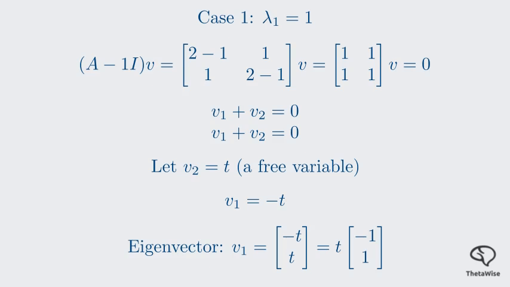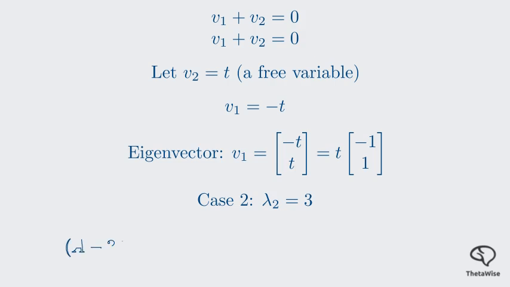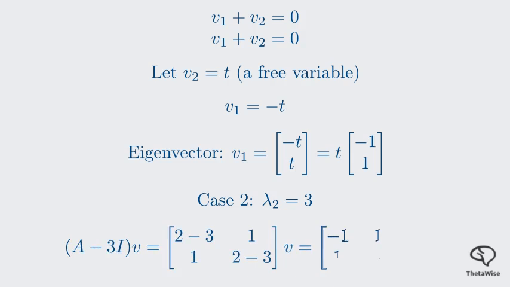Now for the second eigenvalue. Case 2, lambda equals 3. We substitute lambda equals 3 into our matrix A minus lambda I. This gives us [-1, 1; 1, -1]. We solve [-1, 1; 1, -1] times v equals the 0 vector.